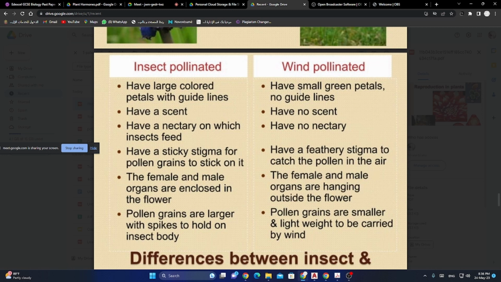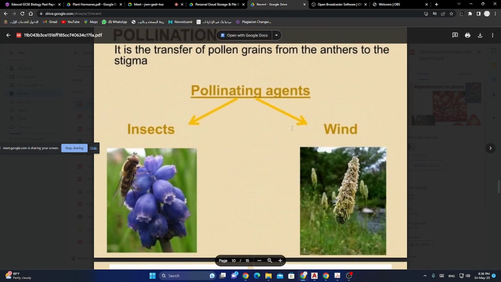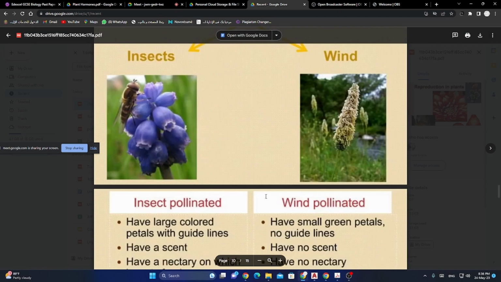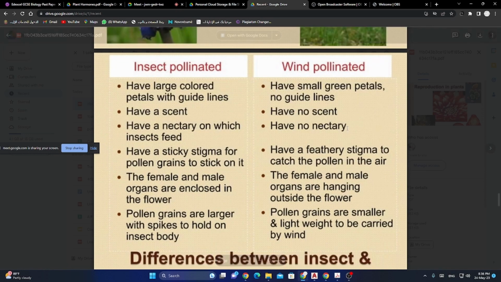That's why instead they hang outside the flower so that for the stamen, pollen can be carried by the wind, right? And for the stigma, pollen can reach and stick onto that stigma, right?